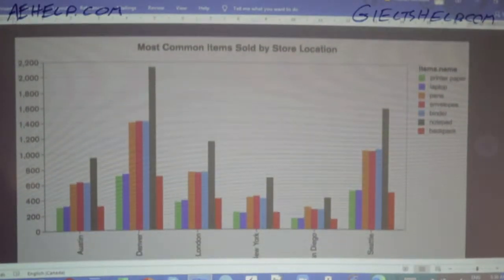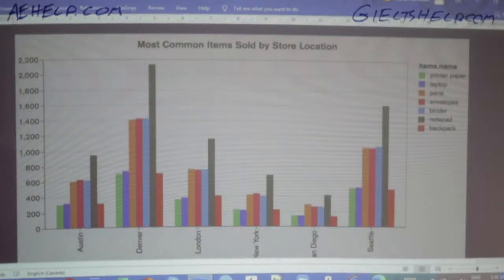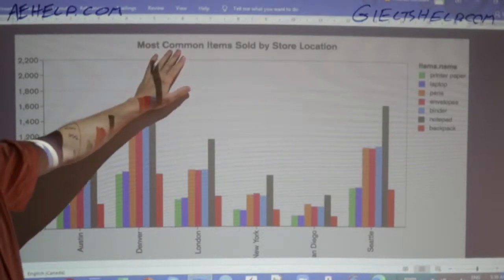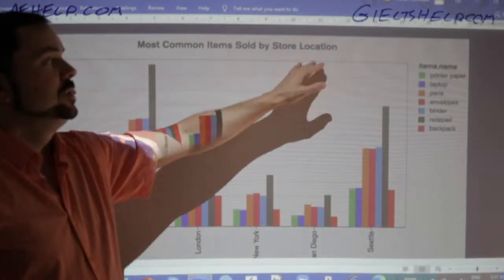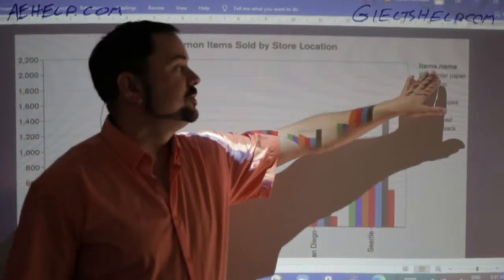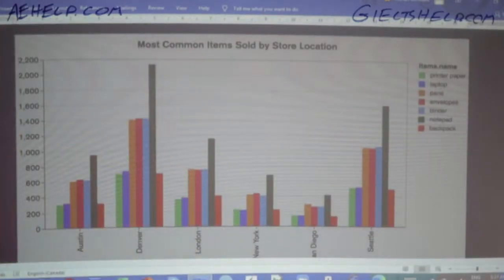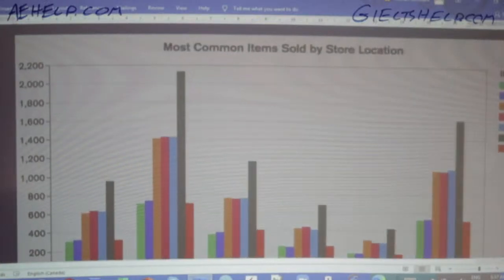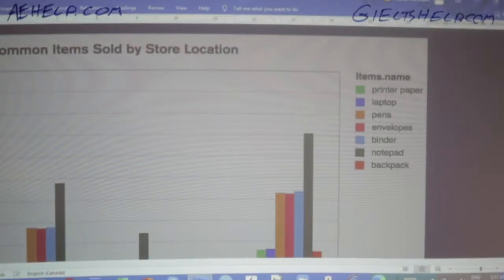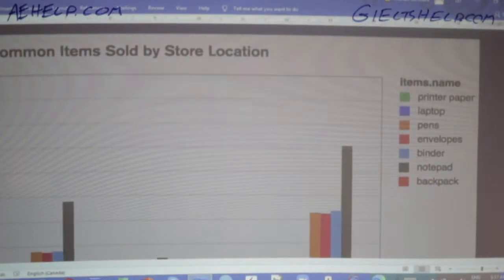So let's take a look at the bar chart for today. Okay, nice and fancy. So here we go. The title of the chart: most common items sold by store location. And then here in the legend, we have the name of the items. Let's zoom in on that and see what kind of items these stationery shops are reporting their sales for.